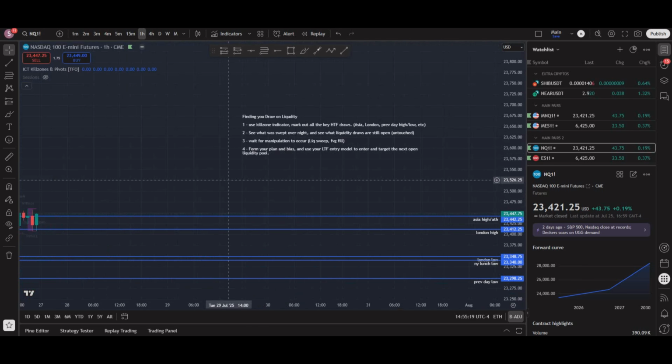The next step, obviously, is you're going to want to see what was swept overnight, and what liquidity draws are still open, haven't been swept out or are still untouched. We're going to go over two examples, and I'm going to show you guys what I mean by that. The next step is we're going to wait for manipulation to occur. So you want to have a liquidity sweep or a higher time frame imbalance get filled. And then from there, you're going to plan your bias, use your lower time frame entry model to enter, and target the next open liquidity pool.